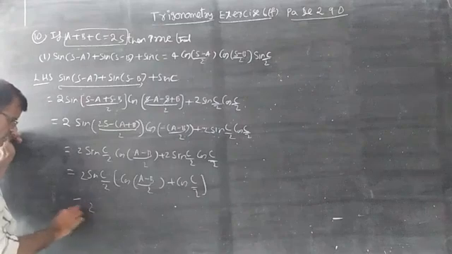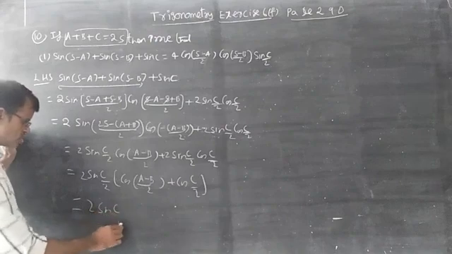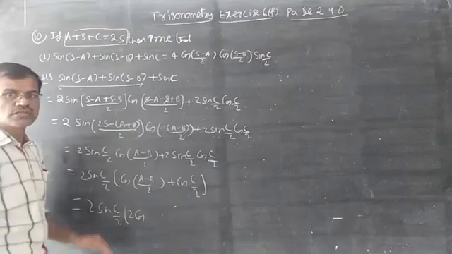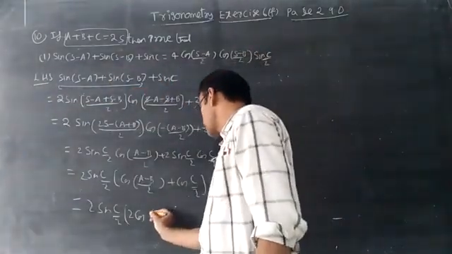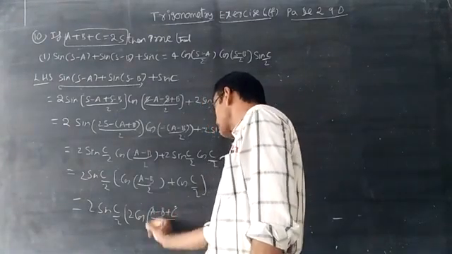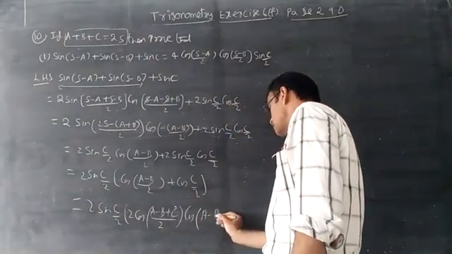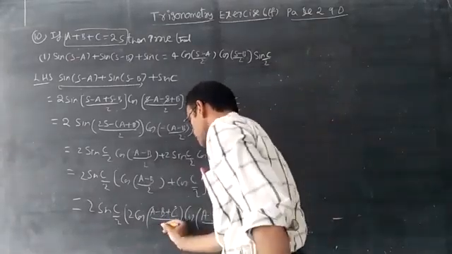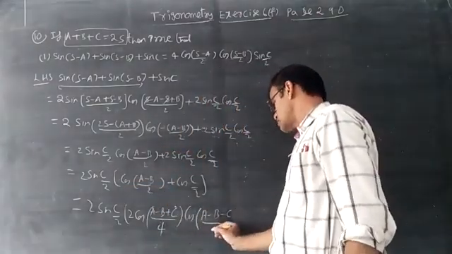Now apply the formula cos c plus cos d. Now this is 2 sin c by 2 into cos c plus cos d formula, 2 cos of c plus d by 2 into cos of c minus d by 2. So 2 cos of, write like this, a minus b plus c whole by 2 into cos of a minus b minus c by 2. No, not by 2, this is by 4, because a minus b by 2 plus c by 2 whole by 2. This is a minus b minus c by 4.